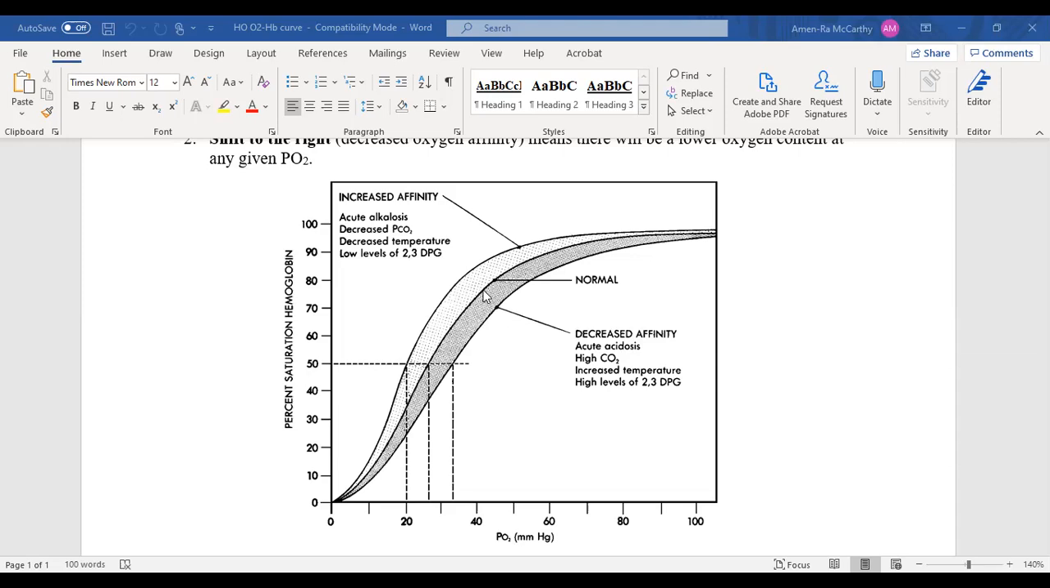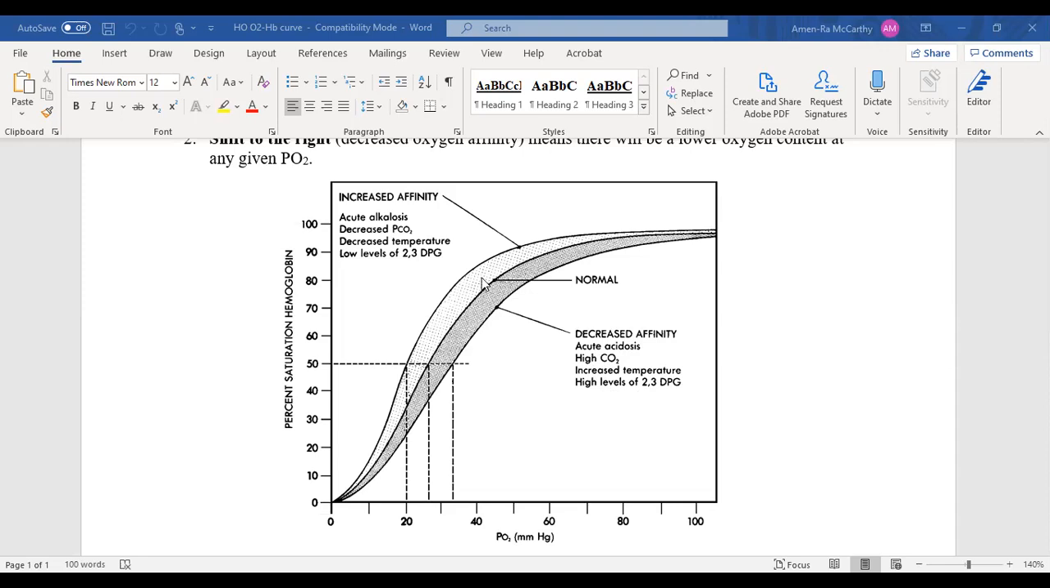So look right here. When it shifts over to the right, decreased affinity, okay? You have increased levels of temperature, 2,3 DPG, CO2, right? All things go up when it shifts to the right. CO2 is up, temperature is up. High levels of 2,3 DPG, they're up with the shift to the right.